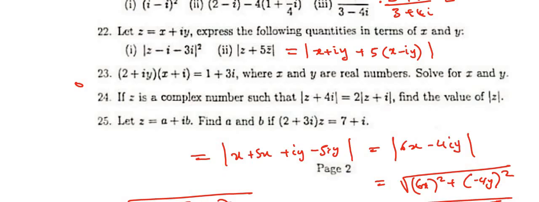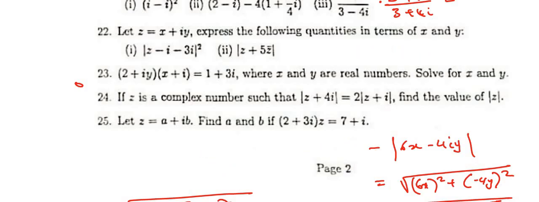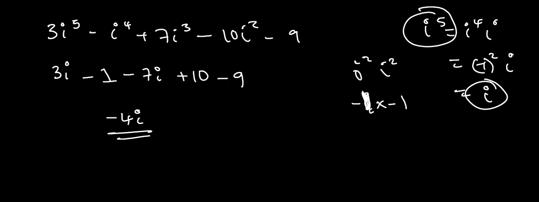So number 23 and 25 are almost the same. I'll do both still, but because they're different, this gives us simultaneous equation. Here we need substitution. So number 23, we're just going to expand. They're saying this times that is equal to that, where x and y are real numbers. So for x and y, they like this equation.